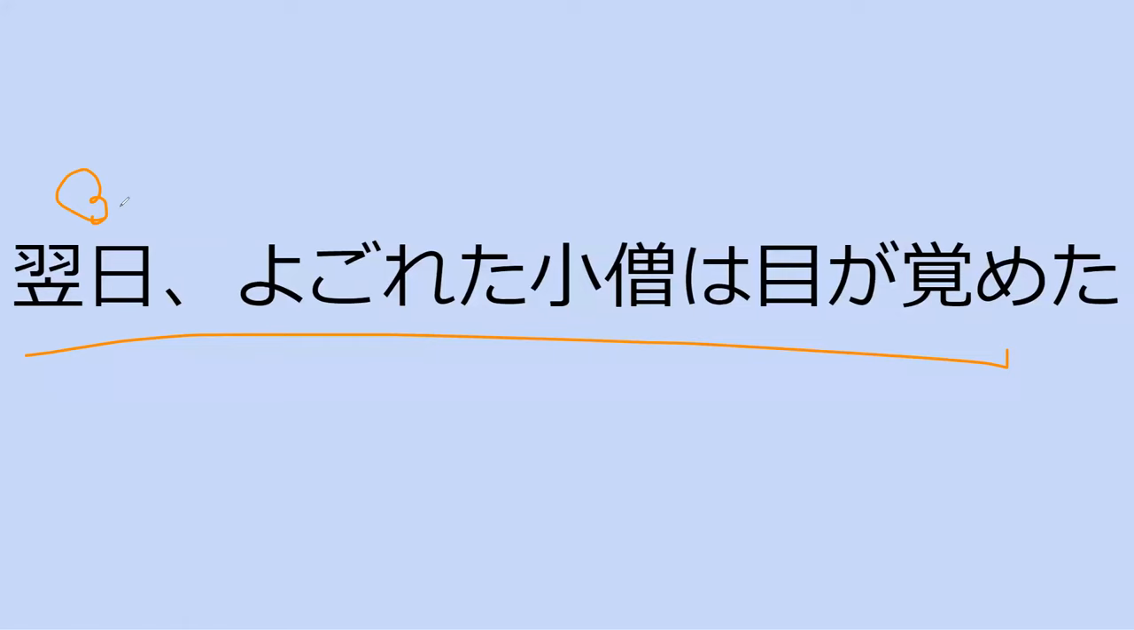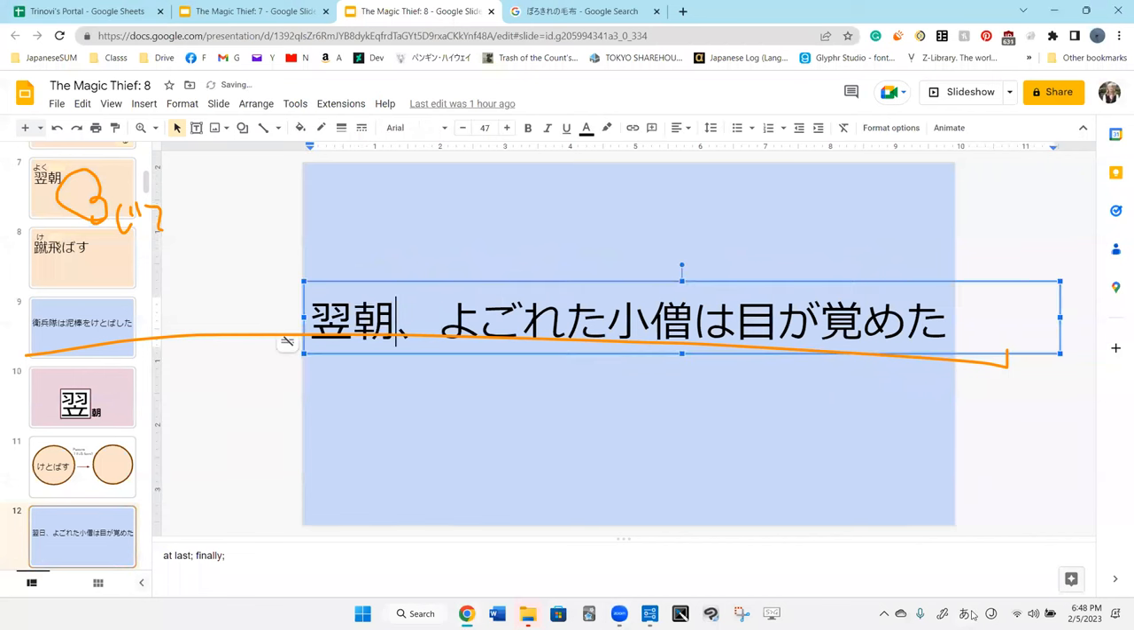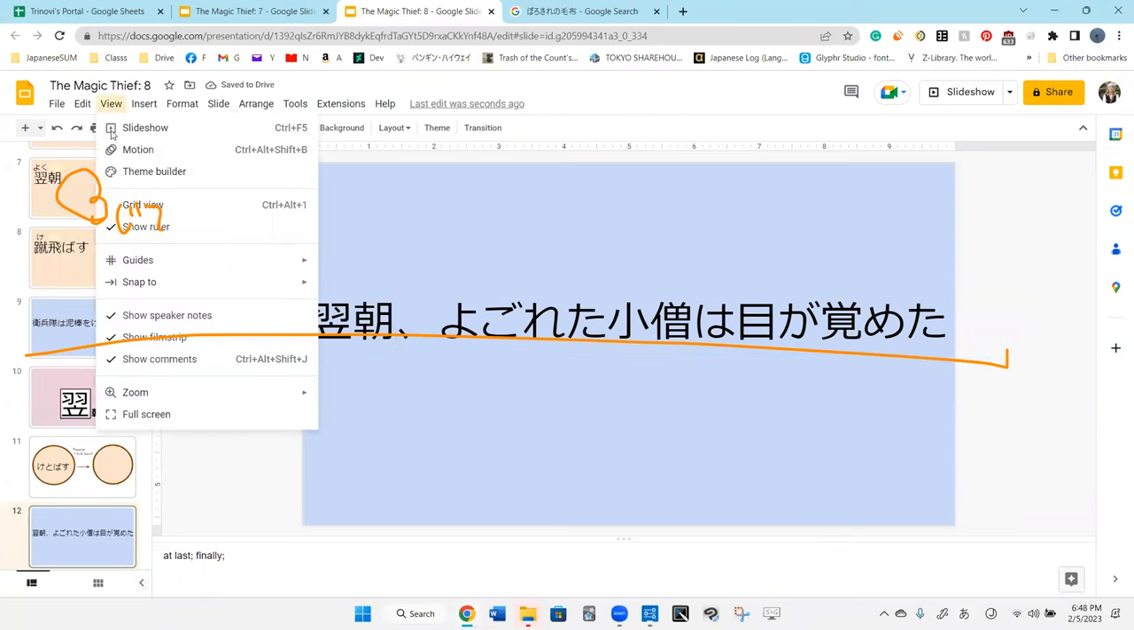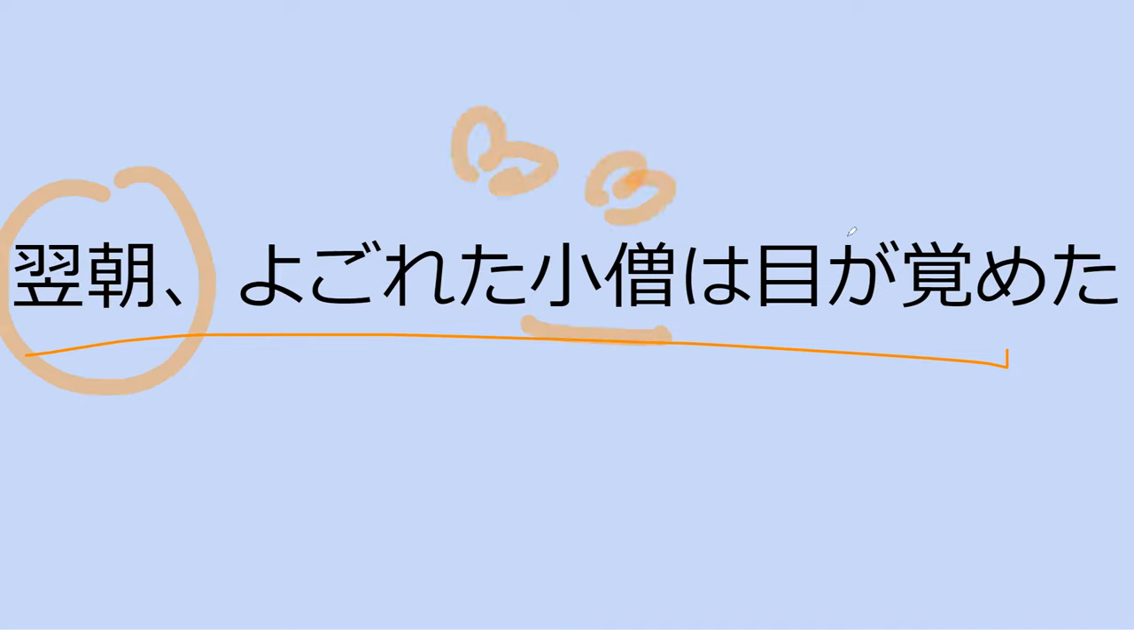Oh my goodness. So this right here is Jitsu, but I was supposed to write Yoku Asa, the next morning. Yoku Jitsu would be the next day, but Yoku Asa is the next morning. Yoku asa yogoreta kozo wa me ga sameta. So the dirty boy woke up the next morning.